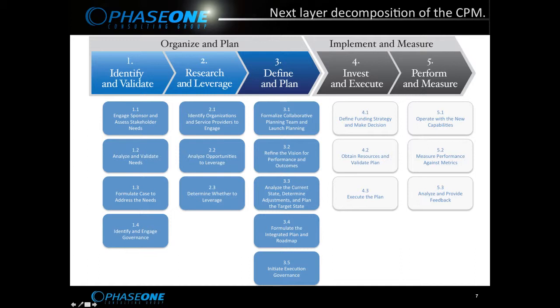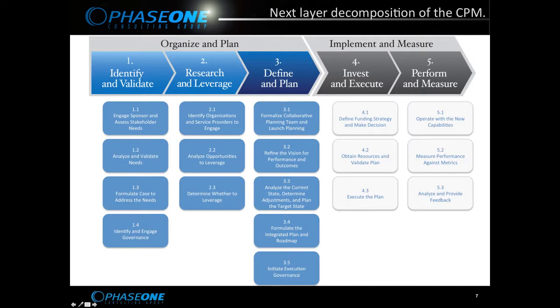In step 2, research and leverage, this is where we identify organizations and service providers that we need to engage. And we analyze opportunities that we might have to leverage their experiences and their results. We think this is applicable, we think this is not applicable. And we determine whether or not to leverage those experiences and results. Not everything is going to be valid, and we need to make a determination as to what feeds into step 3, the planning step.